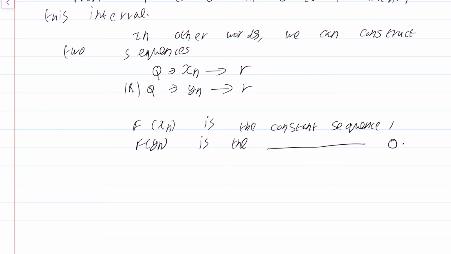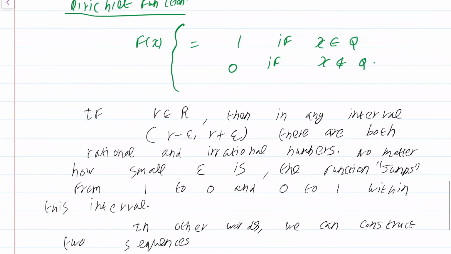Okay. So this sort of suggests that we must explore continuity using sequences. And not only should we explore continuity using sequences, we must not make the mistake of considering just one sequence converging to the point r. For instance, if r were a rational number, then we already know that f of r is going to be 1.